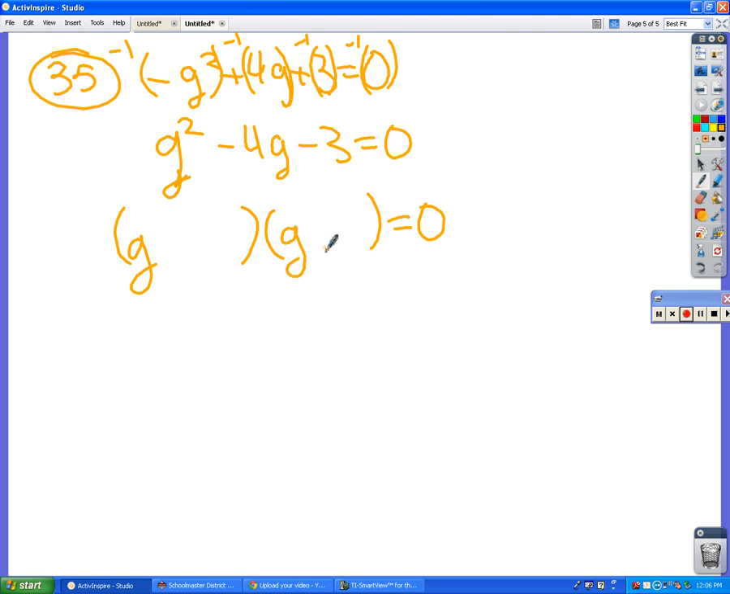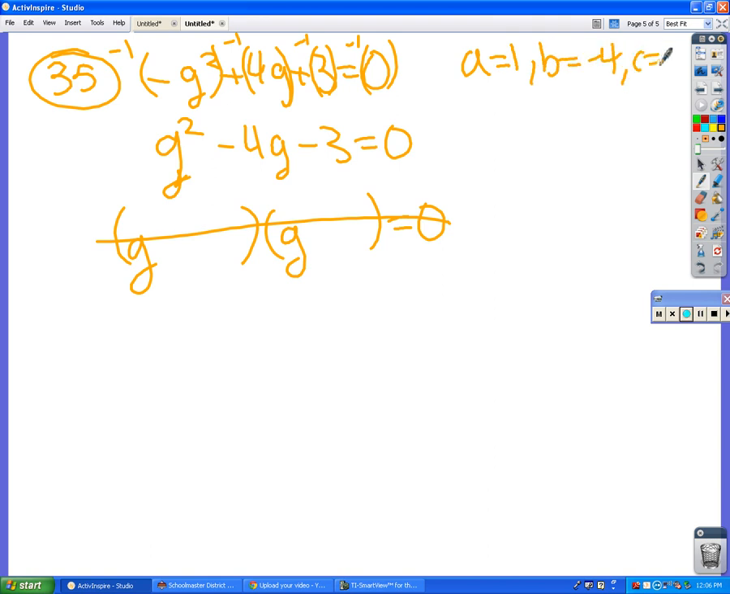What two numbers multiply together to give me negative 3 and add to give me negative 4? I want numbers that multiply together to make negative 3. Negative 4 times 1 is not negative 3. Negative 4 times 1 is negative 4. So can we do it? No. This one can't factor, so that means we need to use the quadratic formula.